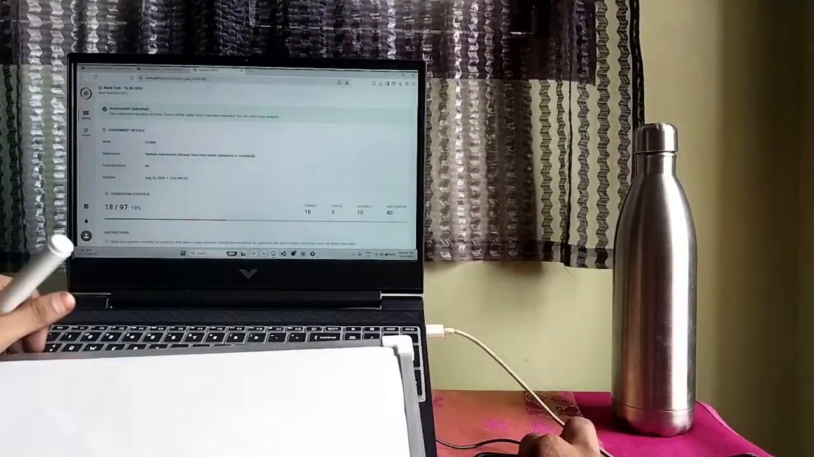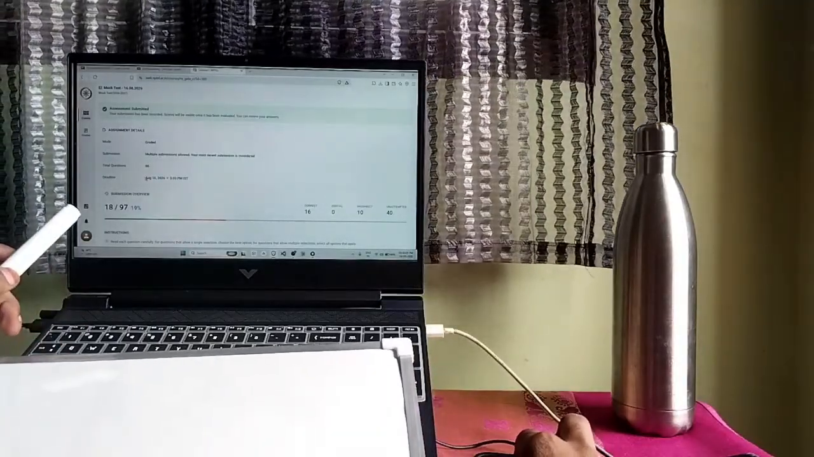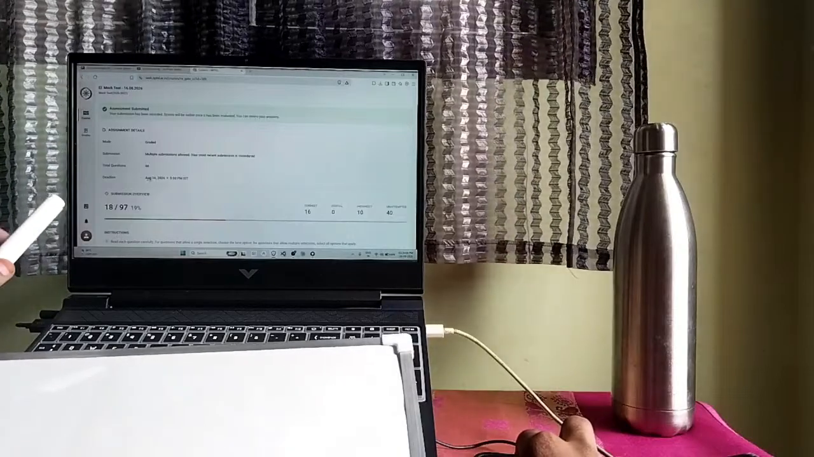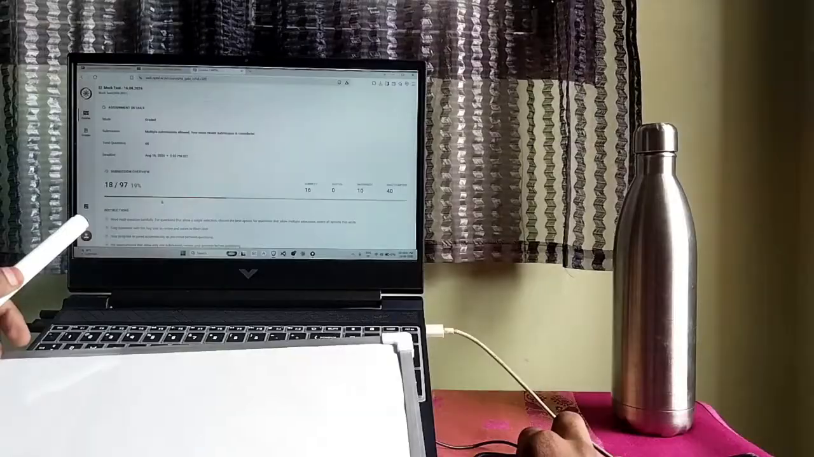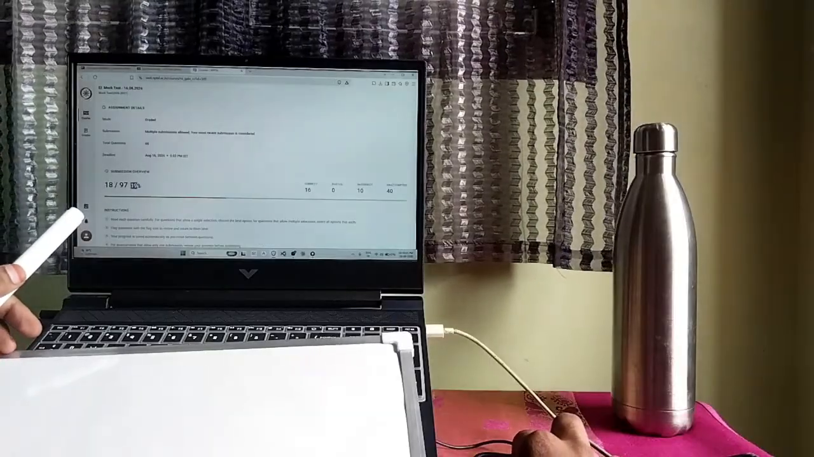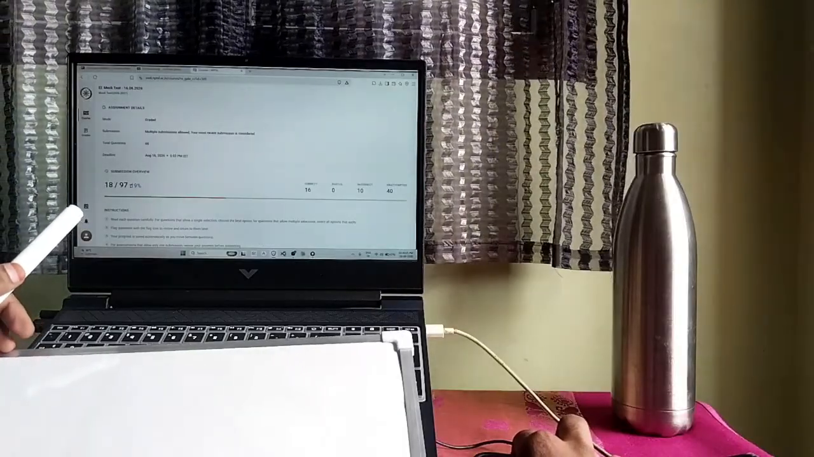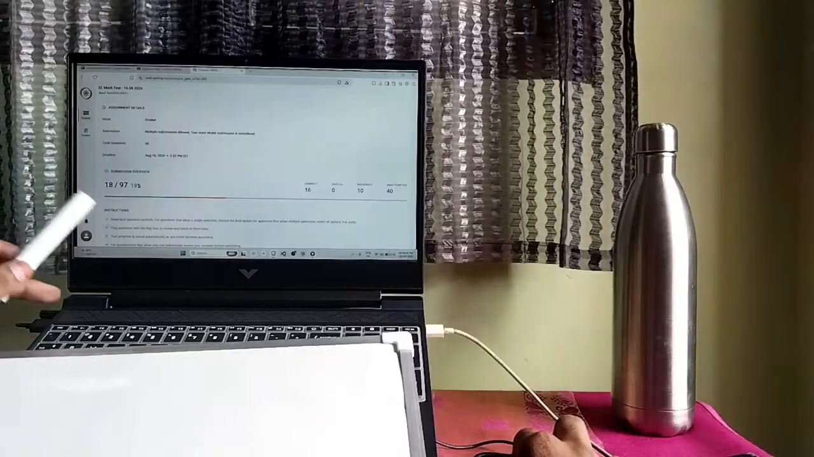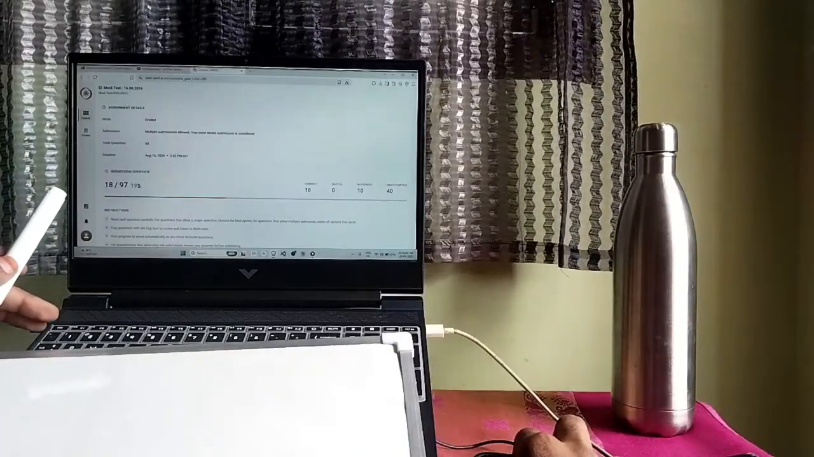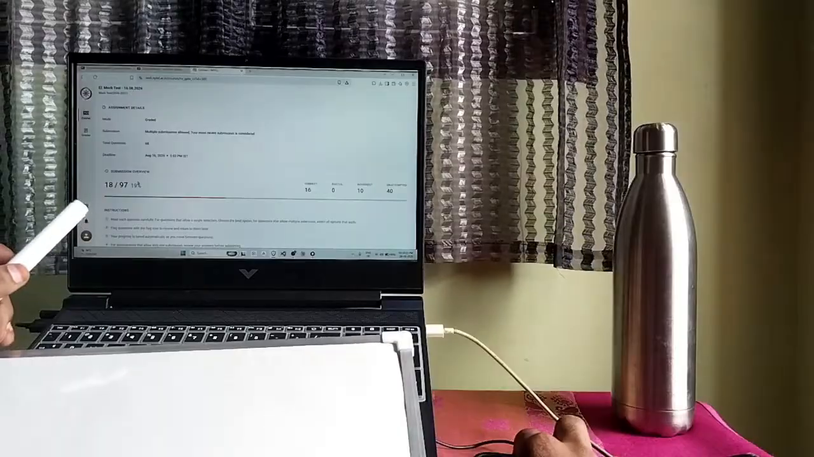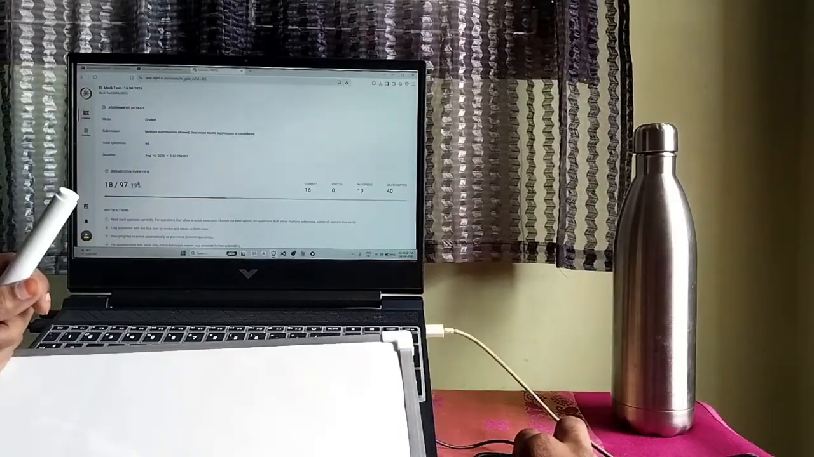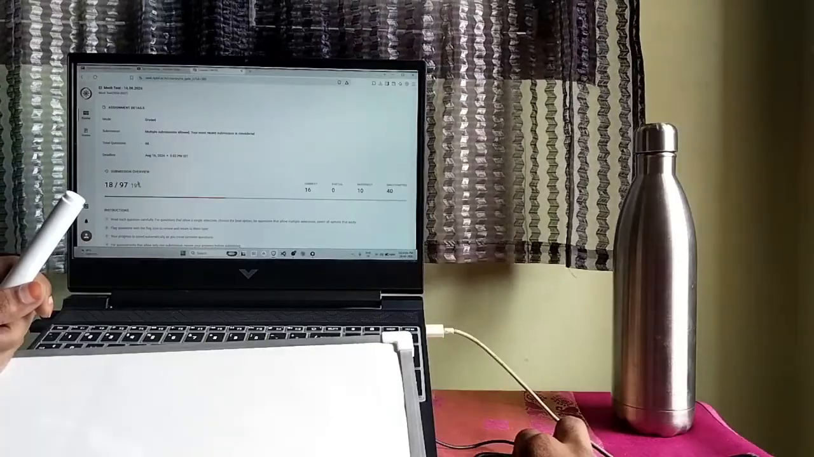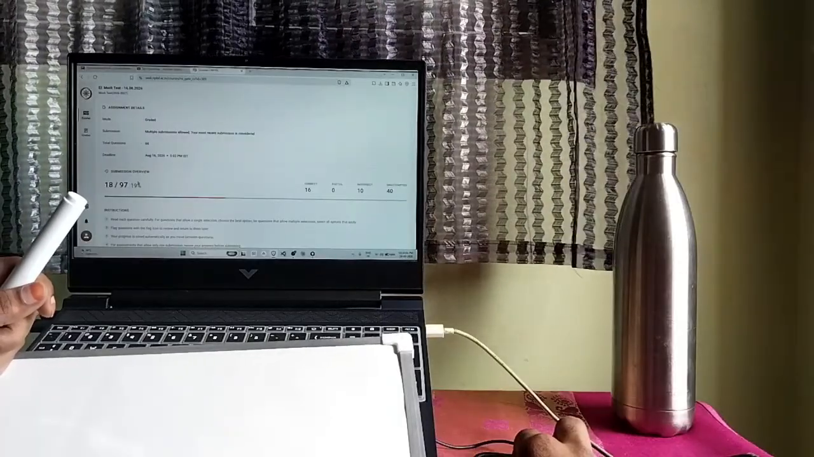So yeah, I have written the NPTEL exam on August 16. So I got around 19 percent. I covered 2 to 3 subjects fully, and partially covered DBMS and discrete mathematics, I guess. Yeah.